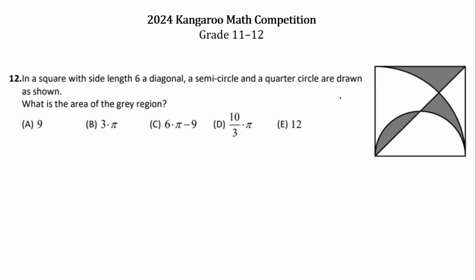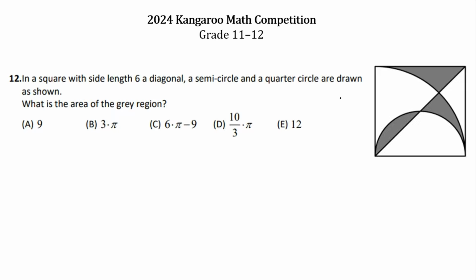Problem 12. In a square with side length 6, a diagonal, a semicircle, and a quarter circle are drawn as shown. What is the area of the gray region? Alright. So this problem seems complicated. It appears complicated, but let's find a simpler method to solve this one.